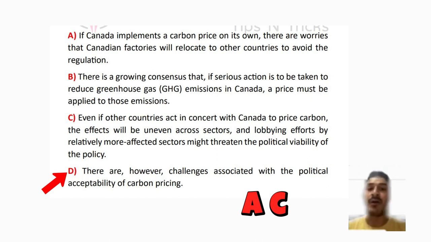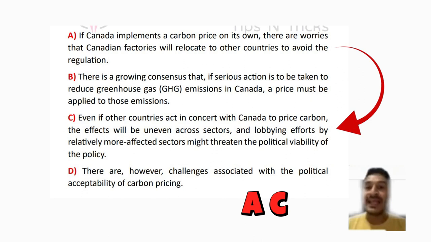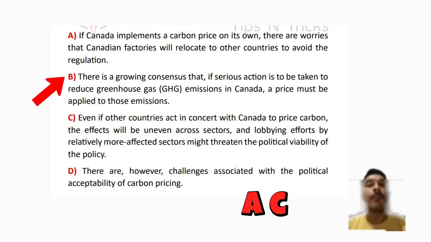There are, however. D, however, is a type of connector. So the D option will not come as an independent sentence. We are left with only the B option. However, we got one correct pair, that is A, C. But we did not find any independent sentence apart from B. So the B option is an independent sentence. So let's start. What will come after B?